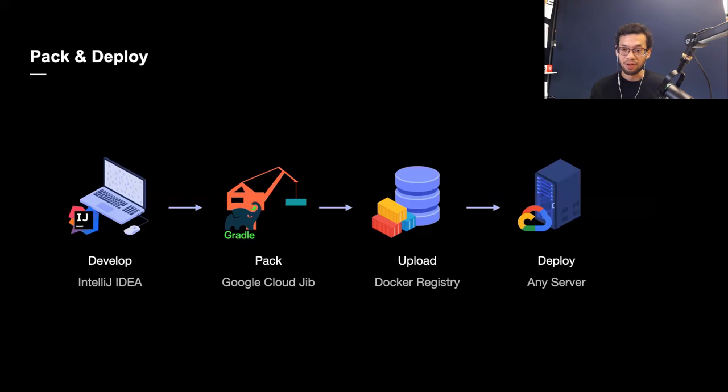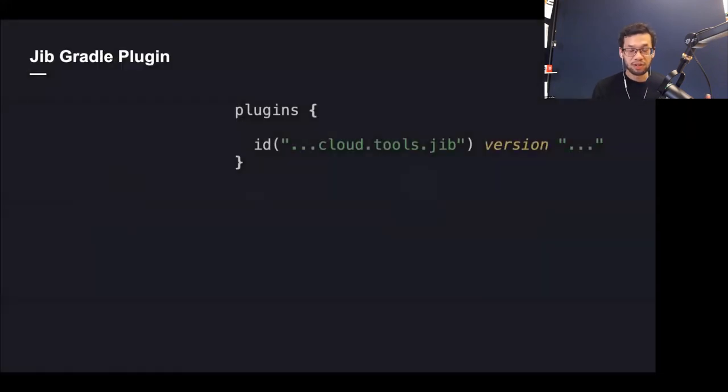And then you can deploy your image to your production server. So before we pack our application, we need to install the Jib plugin. That is a Gradle plugin to help you automate this workflow for you. So we need to open up the build.gradle file and add a Jib plugin in your Gradle file.